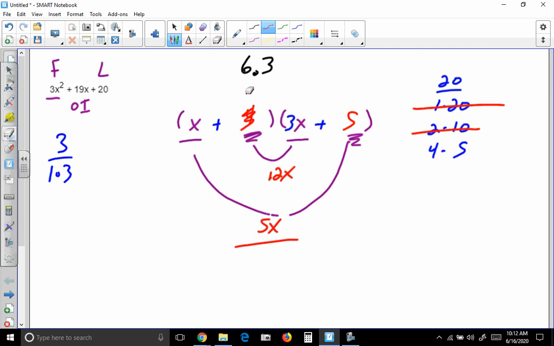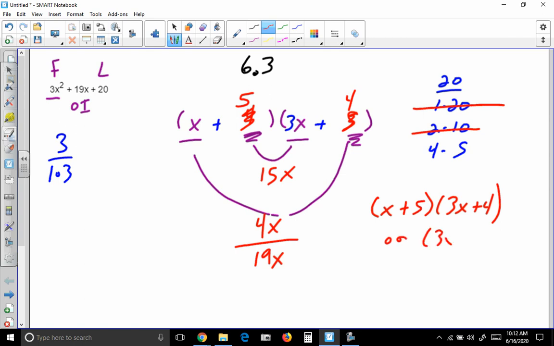So if it's going to work, maybe a 5 here and a 4 here. So if we try that, the inner product 5 times 3x is 15x. The outer product 4 times x is 4x. That does make the 19x we need. So our answer is x plus 5 times 3x plus 4. And it doesn't matter which factor we write first. We could write the 3x plus 4 and then the x plus 5. That would work also.